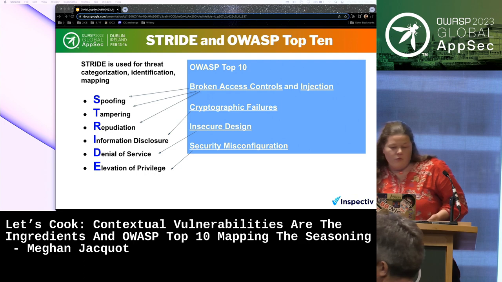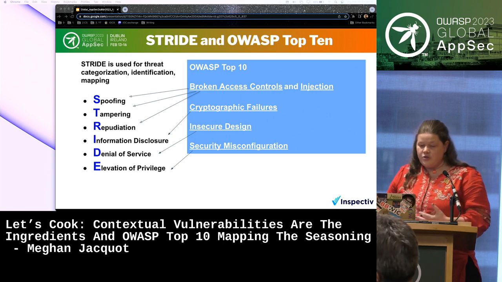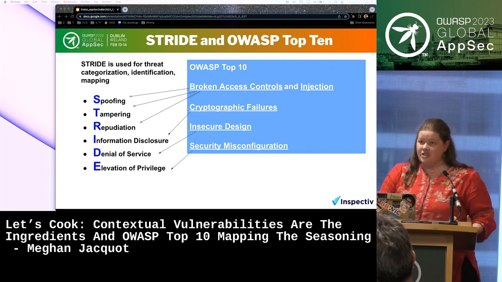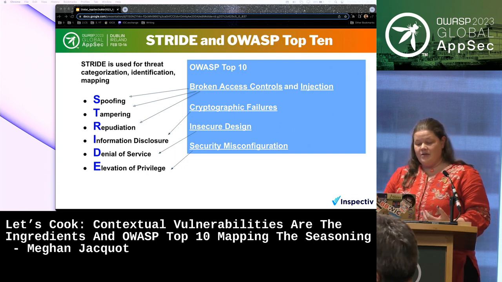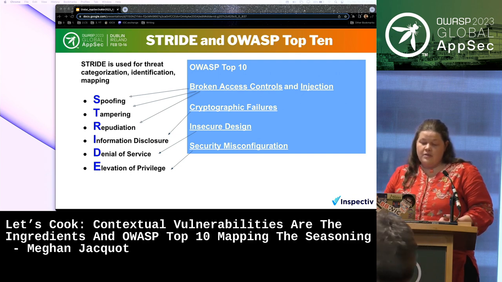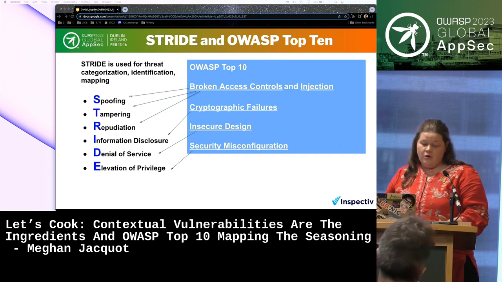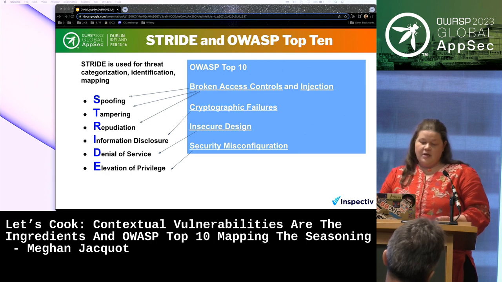I will walk through two models. STRIDE has been mentioned a lot, but I wanted to take STRIDE and make sure that we understood the different parts to it, as well as thinking about OWASP Top 10 in connection to STRIDE. This is just mapping a few of them, but you can think about how spoofing and tampering might happen with broken access controls, also injection. You might think about how repudiation might happen, also with roles and escalation of privileges.